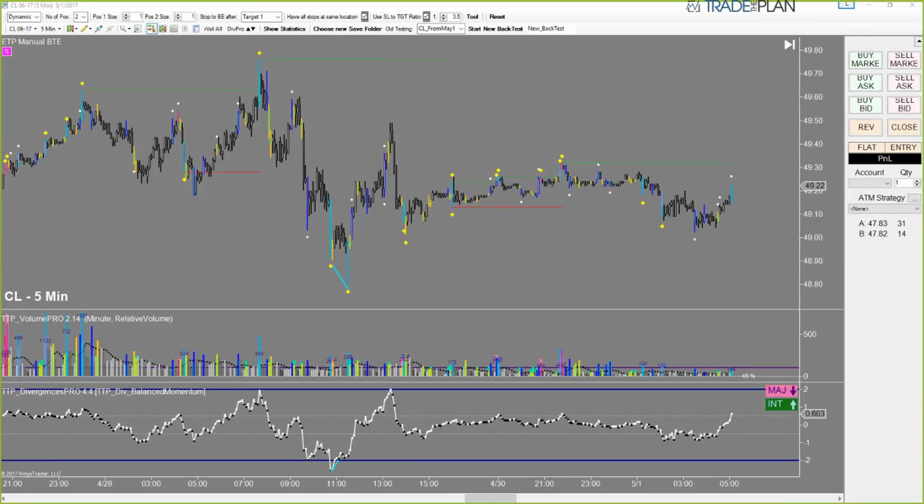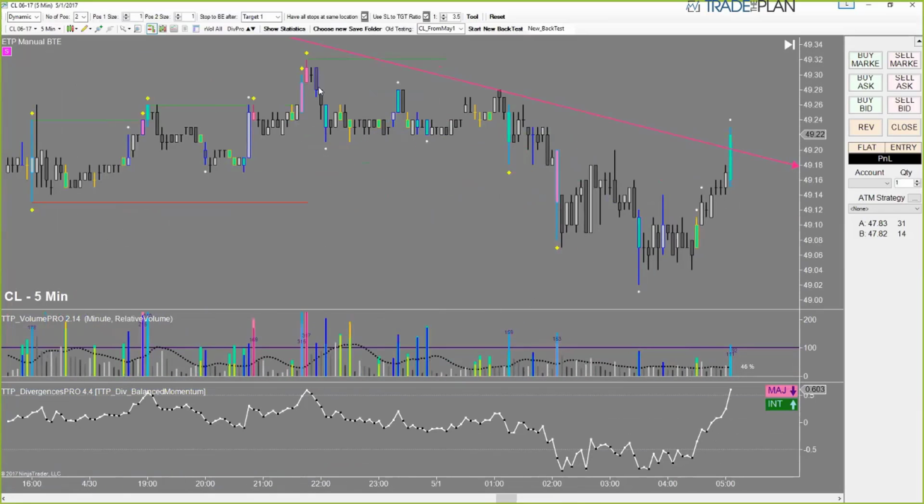All right. And it looks like we've already had a really nice reversal from this high here. So I'm just going to start from there. That's in the overnight, a huge churn bar.